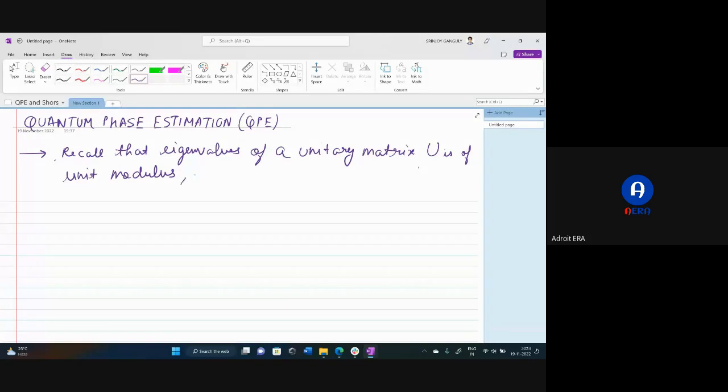and therefore they can be written as e to the power i theta. Why e to the power i theta? Because taking the modulus of e to the power i theta also gives you unity, that means 1. That is why we can represent the eigenvalues of the unitary matrix as e to the power i theta.